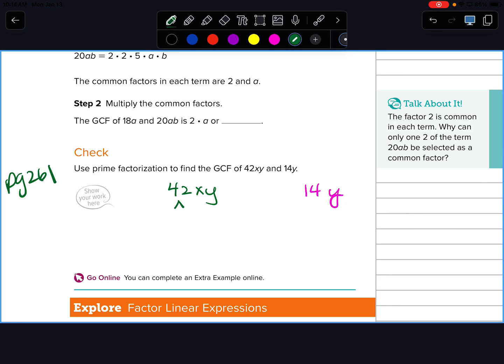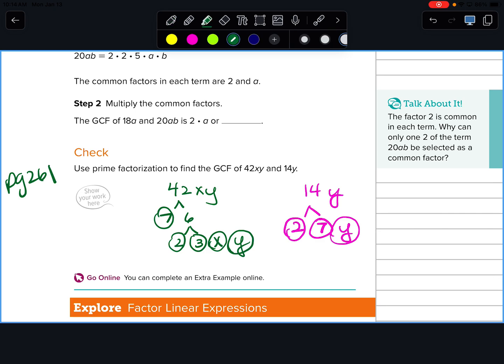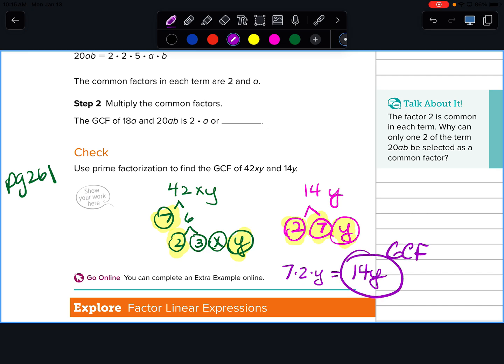Here we go. This one would be 7 times 6, and then the 6 would be 2 times 3. 14 would be 2 times 7. This one also has a y. If I go back to my 42, it has an x and a y. Now, if I'm looking for what is in common, I see that they both have a 7. I see they both have a 2, and they both have a y. So all together, that gives it 7 times 2 times y, which is the same as 14y. So the GCF is 14y.